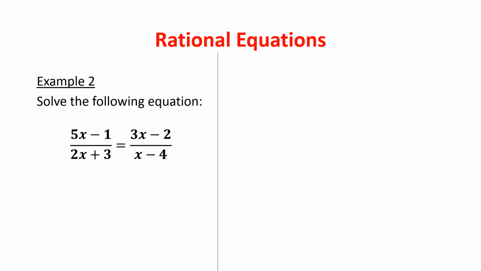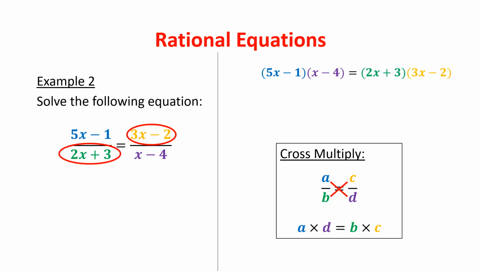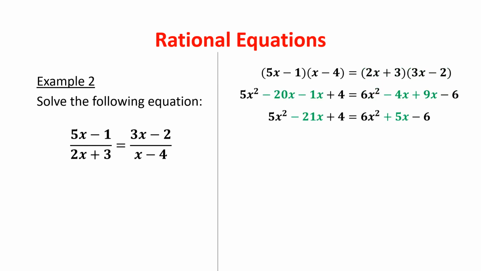Right, well, example 2 is pretty much the same as example 1. It's a bit more complicated. Solve the following equation. Notice we've got it in the form of a/b = c/d. Straight away we can go (5x - 1) times (x - 4), and that's going to be equal to (2x + 3) times (3x - 2). Now I've got to start expanding both sides, so expand the quadratic on both sides and simplify everything down as far as I can go.